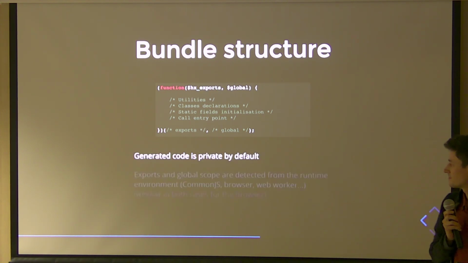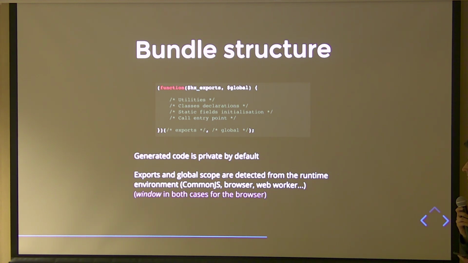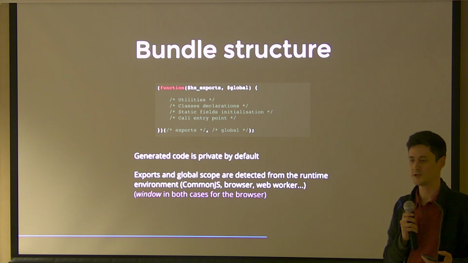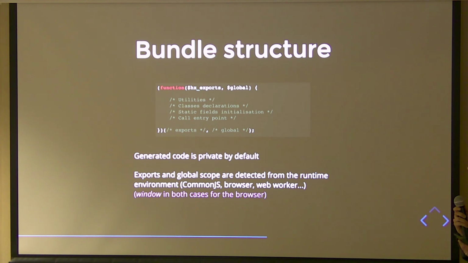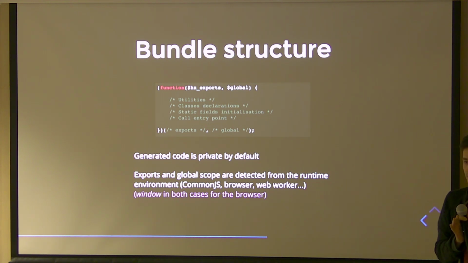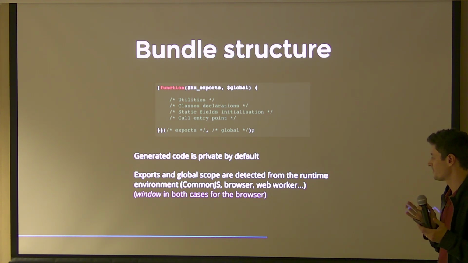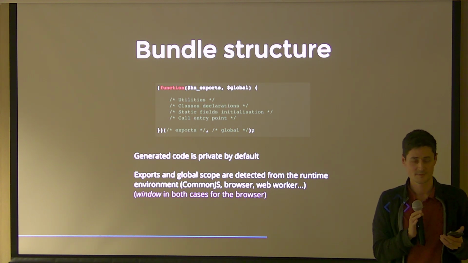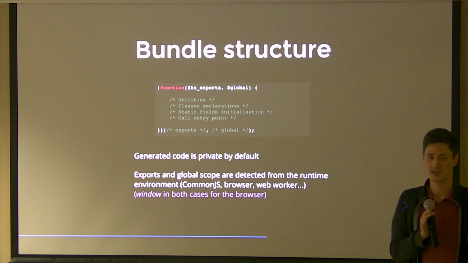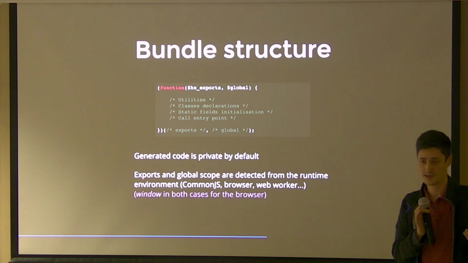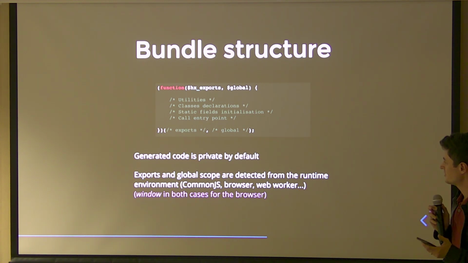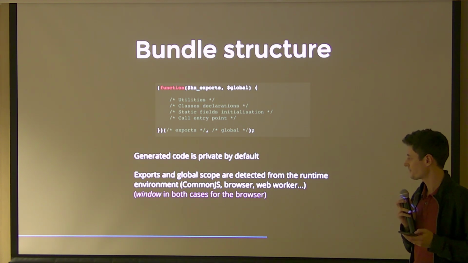So code is private, and what is interesting with the Haxe compilation is that it's doing a universal bundle. The place where you want to put things global, and if you need to access what is really global, are detected based on the environment. So in the browser, it will put everything on window, and in Node.js, in the CommonJS API, it will fit things in the CommonJS API, and it supports edge cases like web workers.